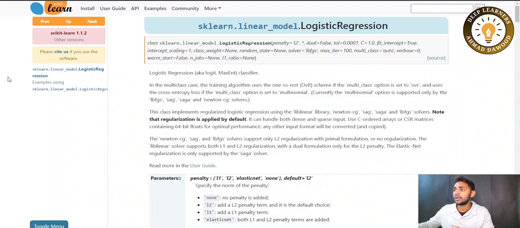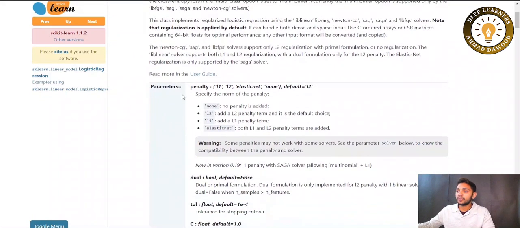First of all, this is sklearn.linear_model.LogisticRegression. The first parameter is penalty: L1, L2, elastic net, or none. Four types of values that the penalty parameter can take. If you want to penalize your model by L1, by L2, or by elastic net, you can mention it there. I will tell you what elastic net is. Or if you want your model without any penalty, you can mention that in the parameter.